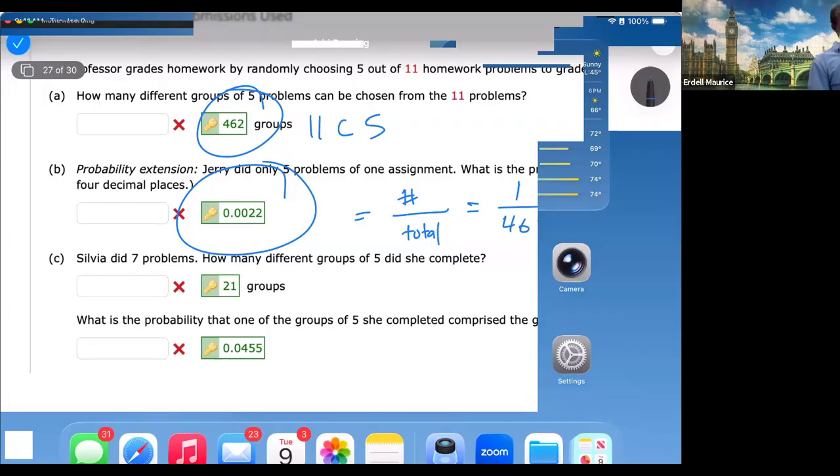All right. Sylvia did 2 more problems. Sylvia did 7 problems right here. How many different groups of 5 problems did she complete? Let's see if we can get this answer of 21. Sylvia did a little bit more work. She did 7 out of the 11 problems. How many different groups of 5 problems did she complete? They're claiming the answer is 21. Can you get that answer of 21?